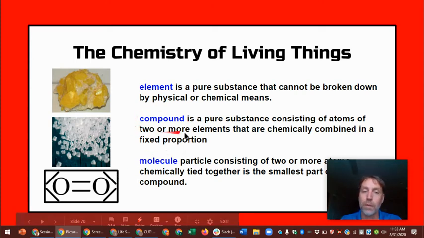The majority of this class will be about compounds. Actually, for the rest of our time in this lesson, we're going to be talking about compounds, where there's more than one type of atom, like sodium chloride.